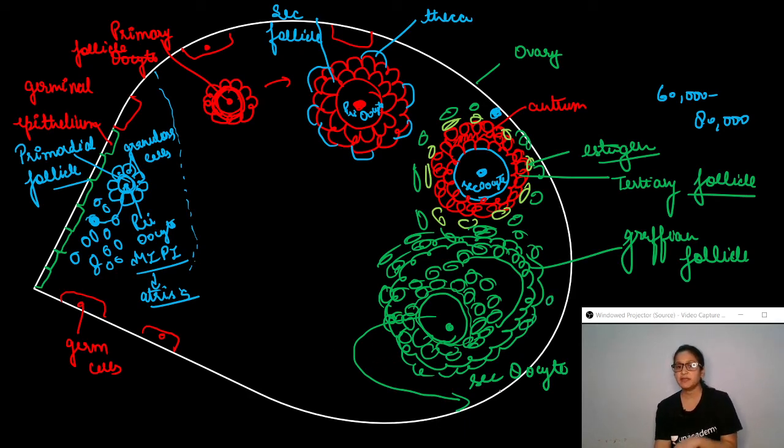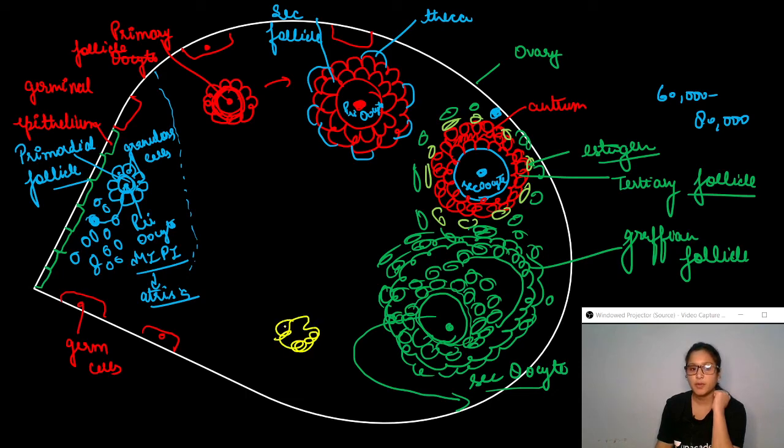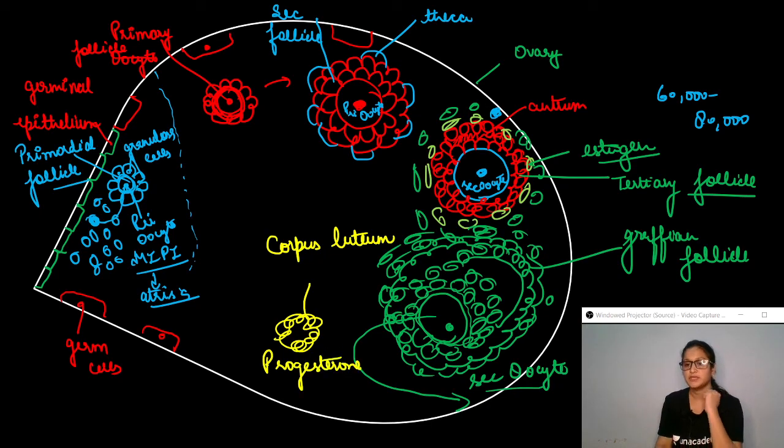Now, as and when ovulation takes place, whatever cells are left form a yellow mass called the corpus luteum. This corpus luteum secretes progesterone, which is very essential to maintain the pregnancy, and at the end of the pregnancy it releases a hormone called relaxin. If fertilization doesn't occur, the corpus luteum degenerates, and this degenerating body is called the corpus albicans.